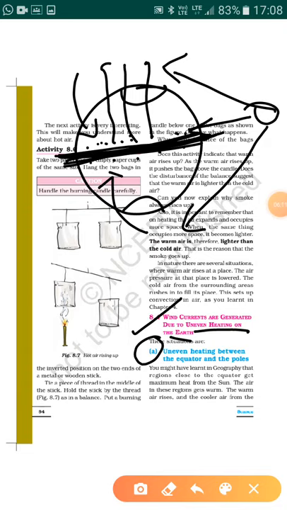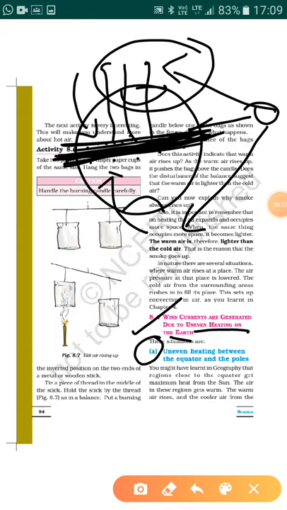Uneven means it is not equal. In the equator region, the land is heated faster, whereas in the polar region the land is not heated so much. The reason is that the polar region is getting slant sun rays, whereas the equator region is getting direct sun rays. So this is how the wind currents are generated near the equator region.